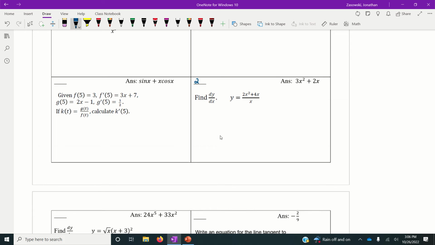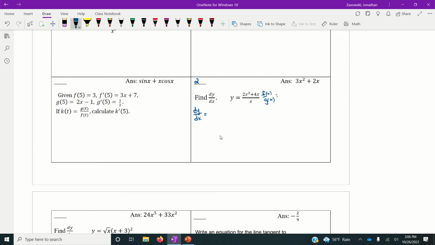Here's number 2. Now we're doing the derivative of this one. So let's treat it like a quotient rule question, and then we'll go back and redo it the other way. So we're doing the derivative of y with respect to x. Now, if we follow the rules for quotient rule, our top function is essentially f, and our bottom function is g, so f of x, and then g of x.